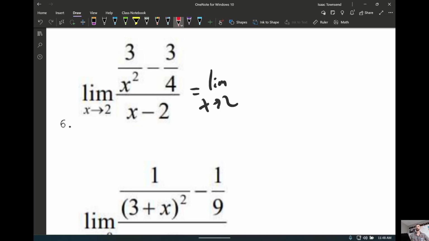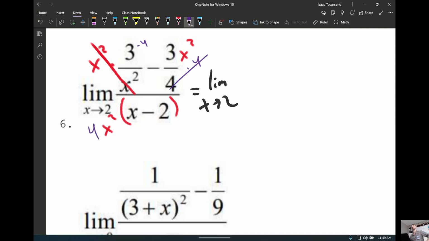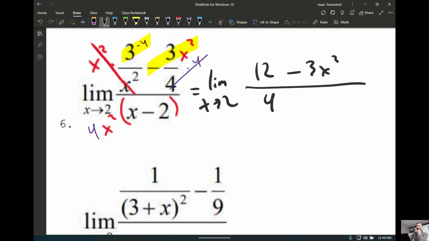X squared. Okay, multiplying everything by x squared cancels that part out, so that's helpful. Okay, there's one other thing we need to multiply everything by. 4. Multiply by 4. And again, if you multiply one thing by 4, every term gets multiplied by 4. Try not to get lost in all of this mess. You're left with a 3 times a 4, a negative 3 times x squared, and a 4, an x squared, and an x minus 2. Multiplying every term by 4x squared gets it out of complex fraction form.